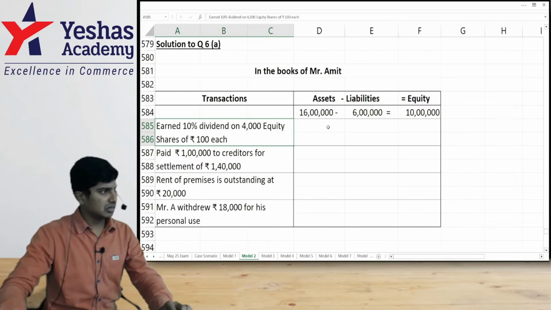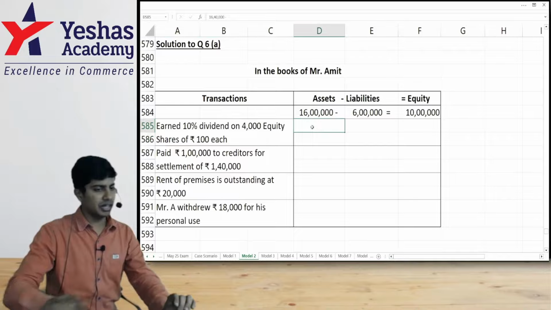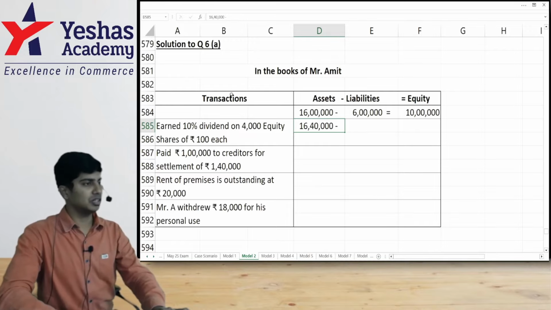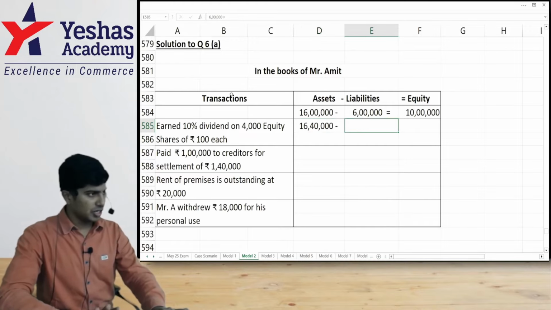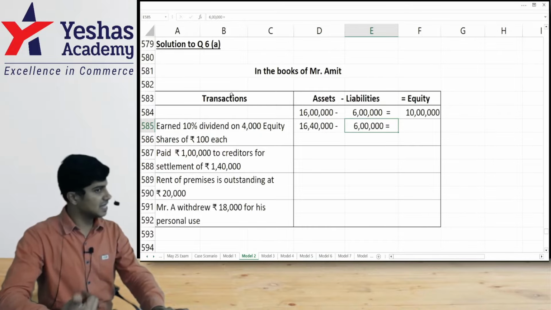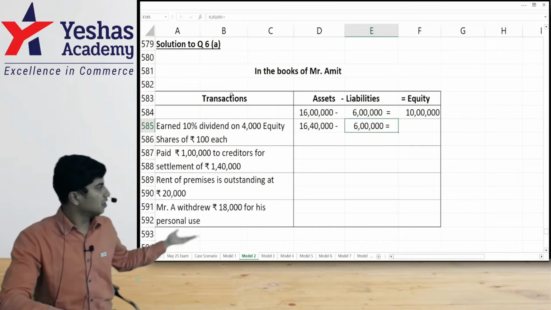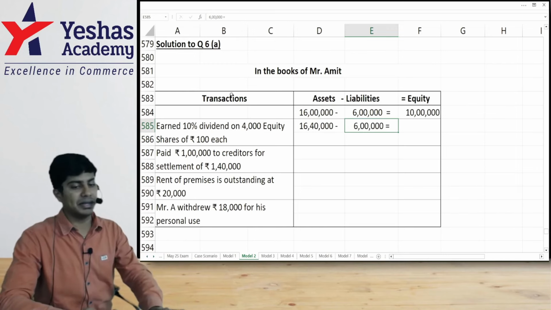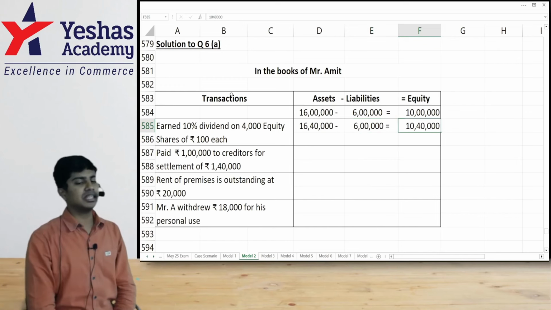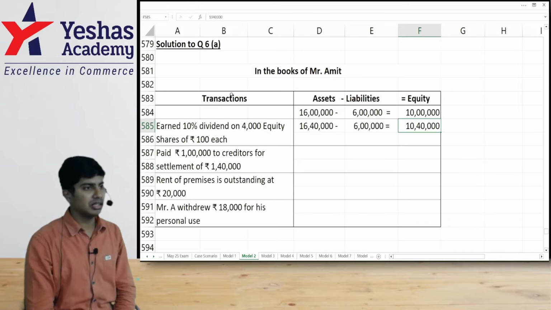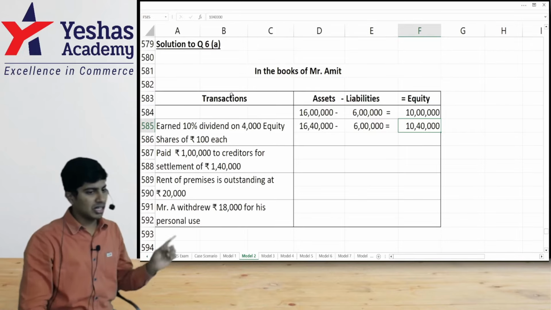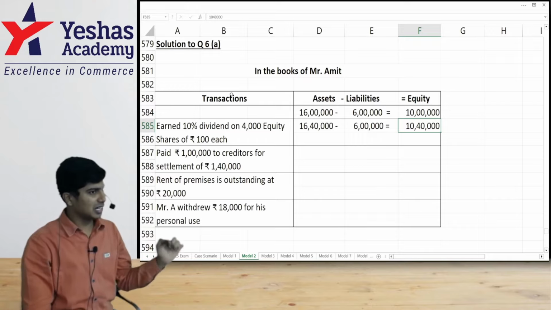Asset was 16 lakh. Now when I receive 40,000 dividend, can I say my assets will become 16 lakh 40? Why? Cash increased by 40,000. Liabilities will not change. It will remain the same. And this 40,000, whatever is received as dividend, is income. Income will become profit. Profit will increase equity or capital. So 10 lakh worth of capital will become 10 lakh 40. Now check in your calculator 16 lakh 40 minus 6 lakh. Do you get 10 lakh 40? Accounting equation is balanced at the end of the first transaction. One transaction, one mark. Shall we go to the second transaction?